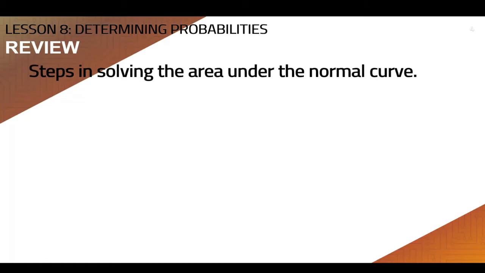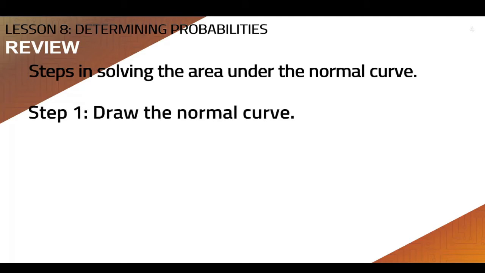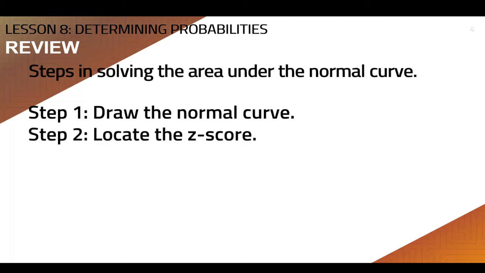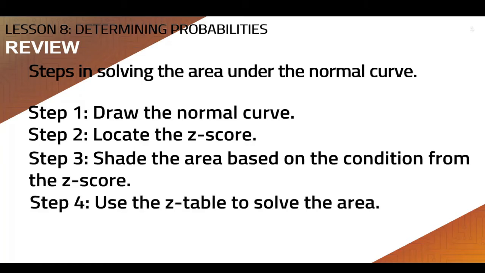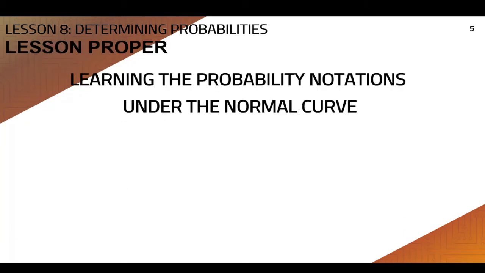Now, let's review the steps in solving the area under the normal curve. Step 1, draw a normal curve. What is the second step? Locate the z-score. Next, shade the area based on the condition from the z-score. Next, use the z-table to solve the area. Now, let's proceed to the lesson proper.